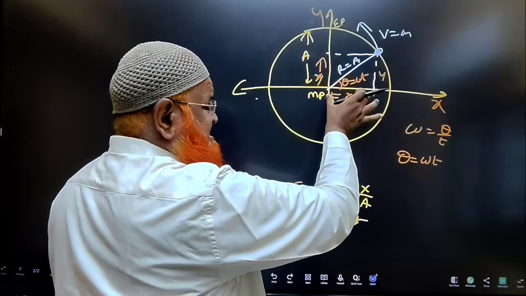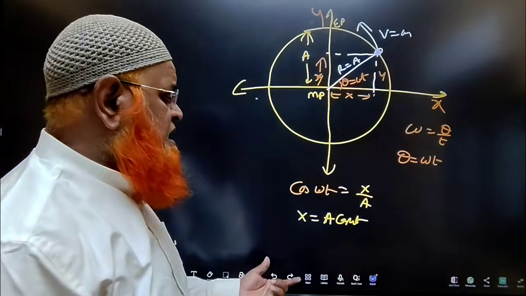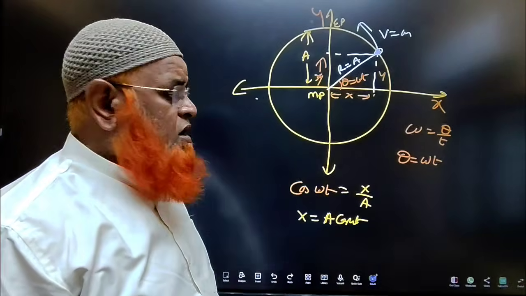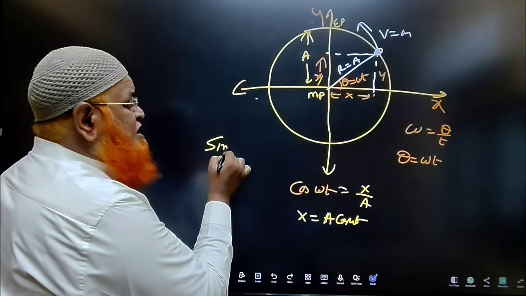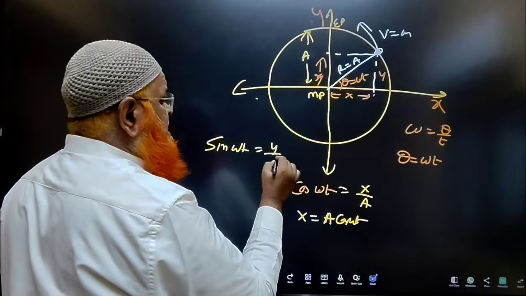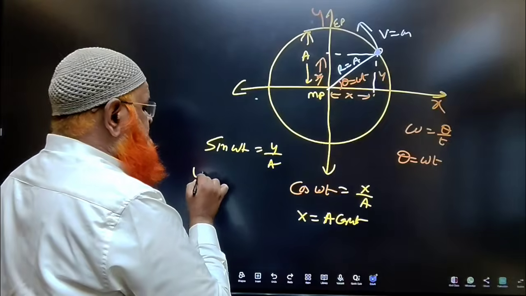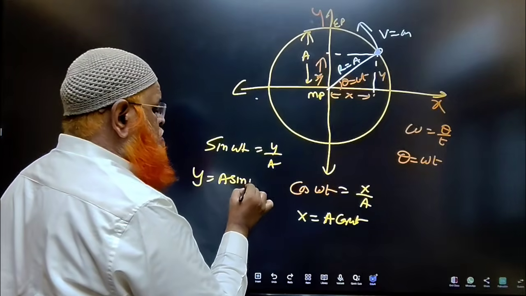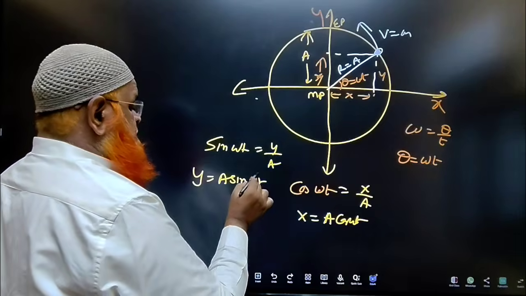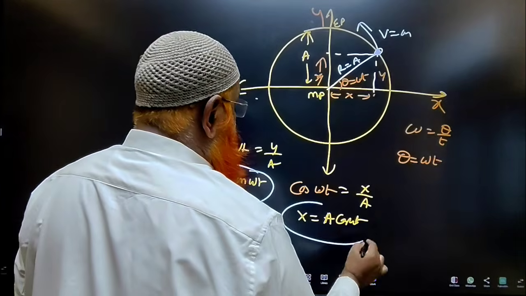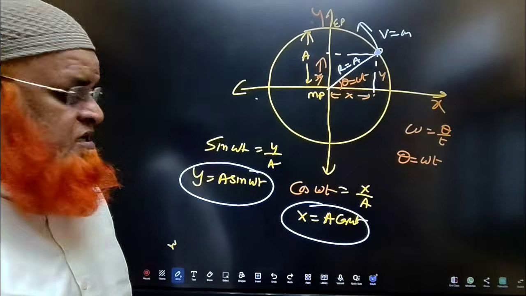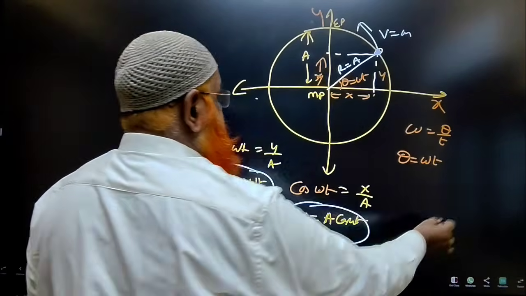So along the x-axis, the displacement of a particle, the component along the x-axis, is given by x equal to a cos omega t. Similarly, sin omega t, if you consider, opposite side is going to be y and hypotenuse is going to be a. So y is going to be a sin omega t. So therefore, the displacement along the x-axis and the displacement along the y-axis are represented with these equations. This is the topic of your first year.